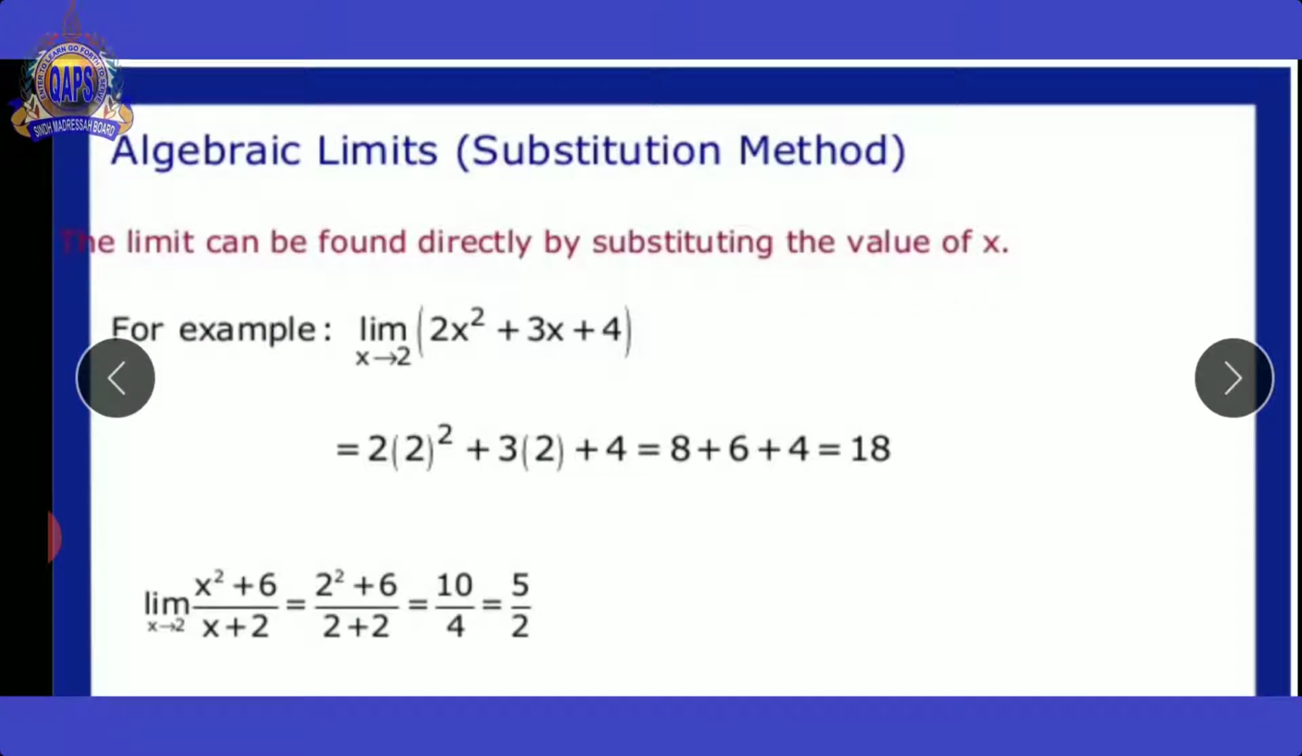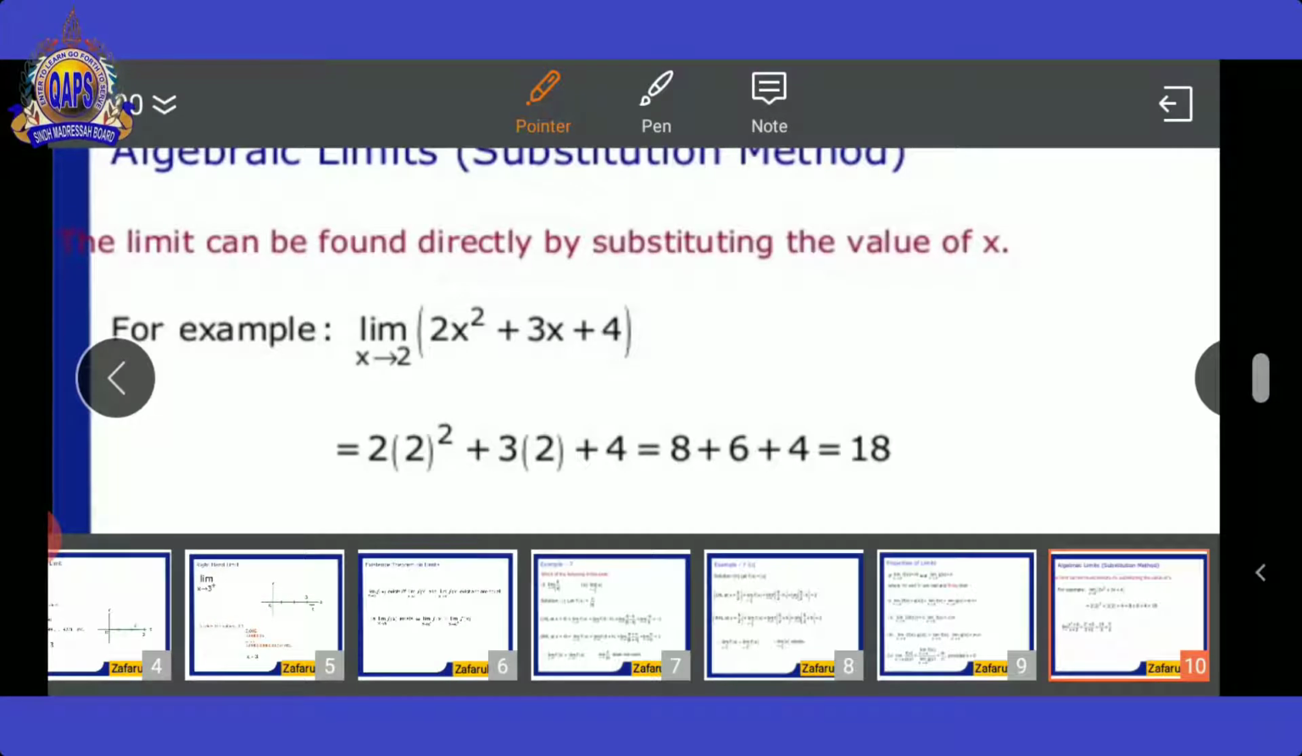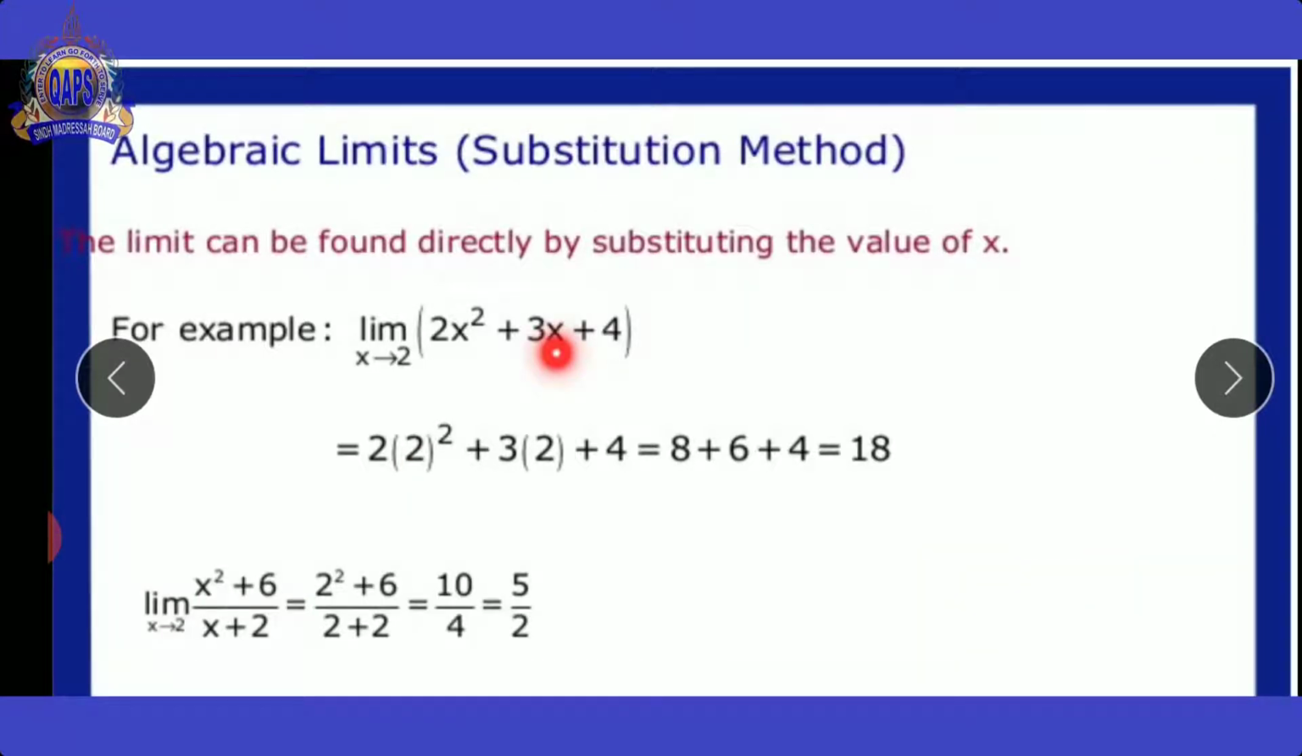There is an example: limit x tends to 2, where the function is given as 2x square plus 3x plus 4. Here we apply the limit x equals 2 in the place of x. Here we put x equals 2, and in the place of x we put 2. 2 squared is 4, 4 multiplied by 2 is 8, 3 multiplied by 2 is 6, and this will become 4. Then the addition of the 3 numbers is equal to 18.